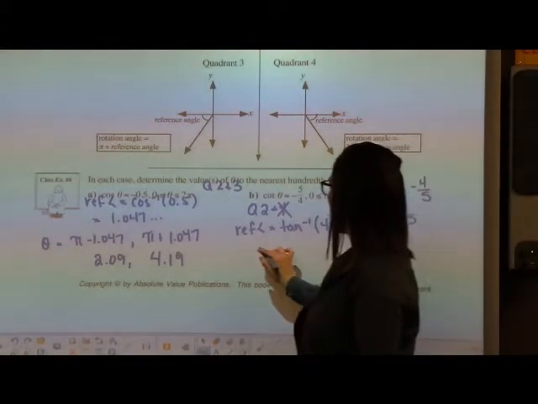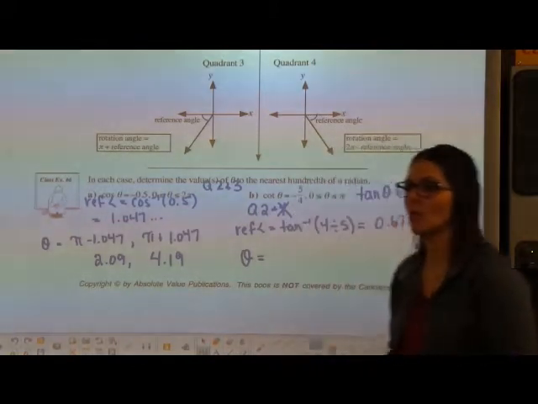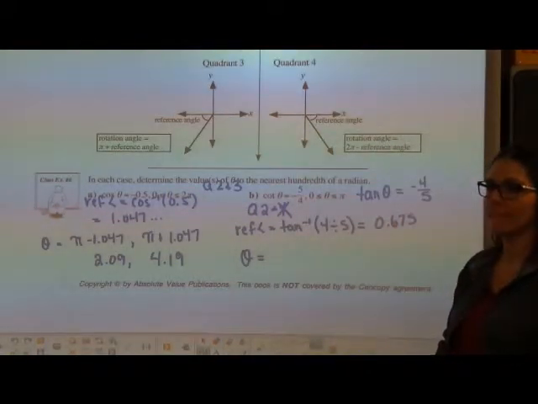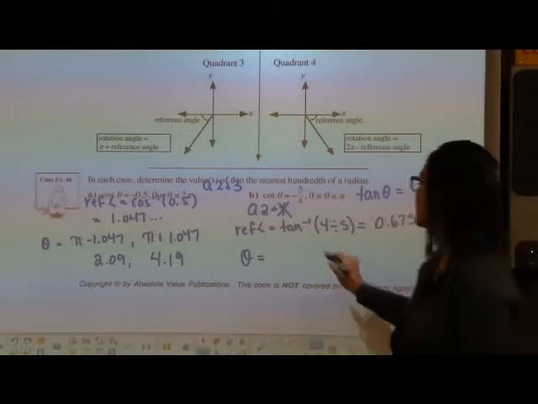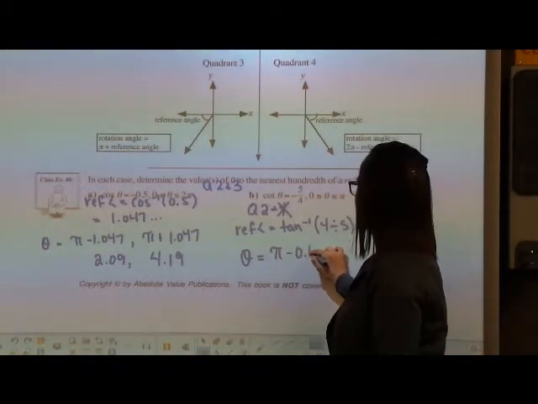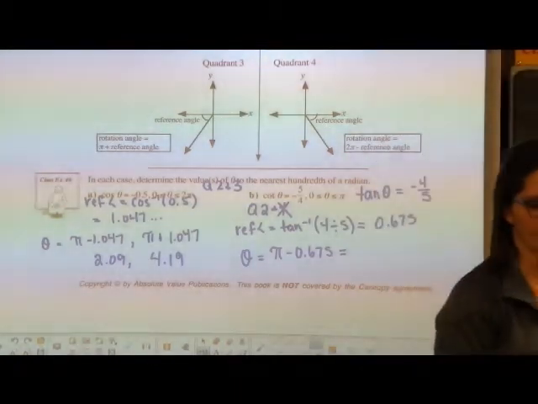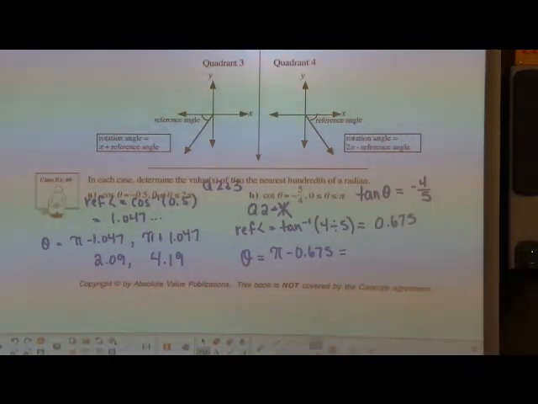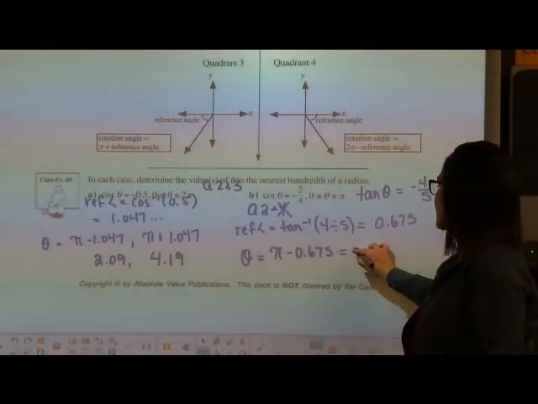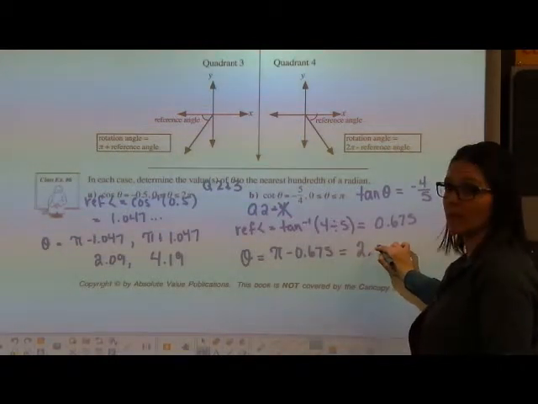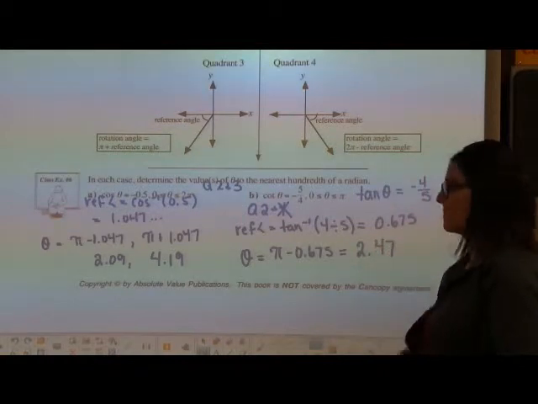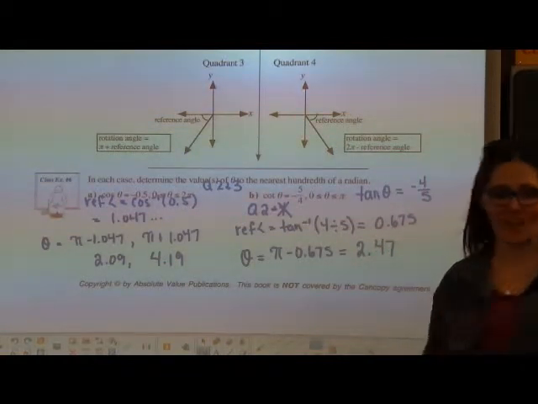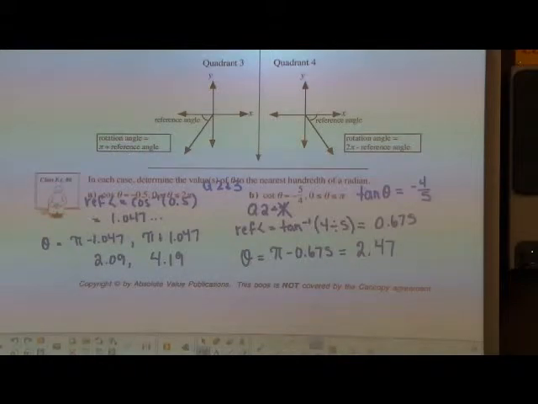Good. So in quadrant 2, how would I calculate theta with the reference angle? Pi minus the 0.675. Yep. And what would that give me? What'd you get, Rachel? 2.466. So to 2 decimal places would be 2.47. I was thinking 3 decimal places still. Okay.